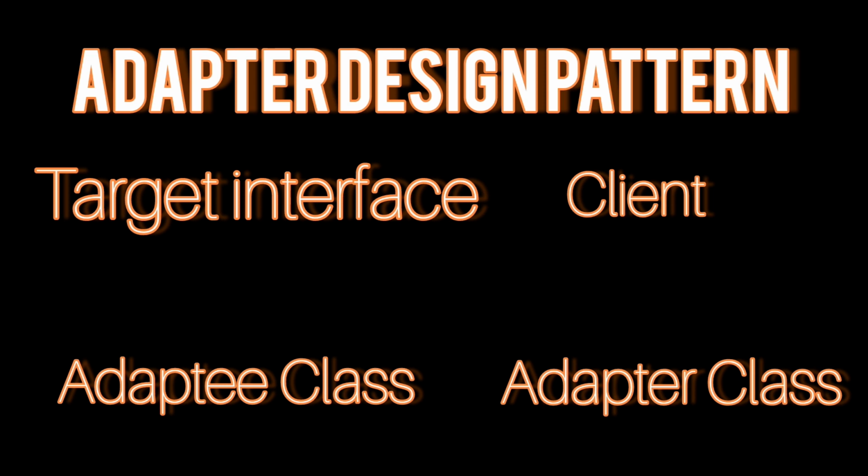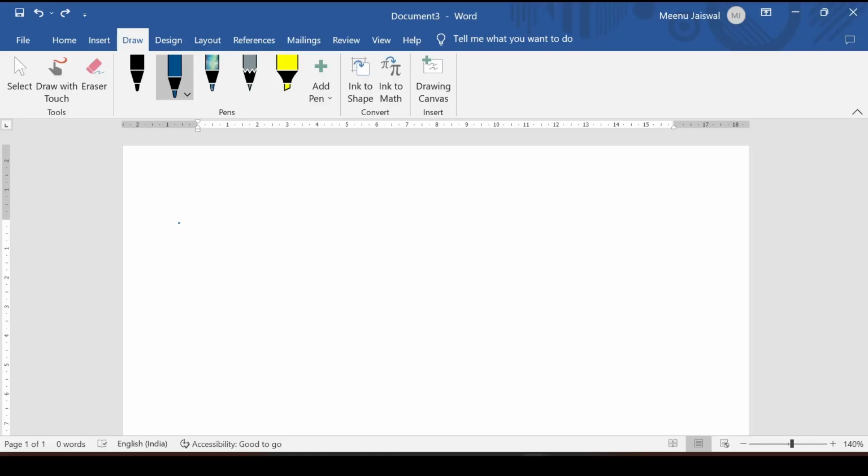So in this pattern we will have a target interface, that is the desired interface class that is used by the client. We will also have the adapter and the adaptee classes. The adapter class is like a wrapper that implements the target interface, and it will use the adaptee class so that the desired functionality can be obtained and the adaptee can be made more compatible with the target interface.